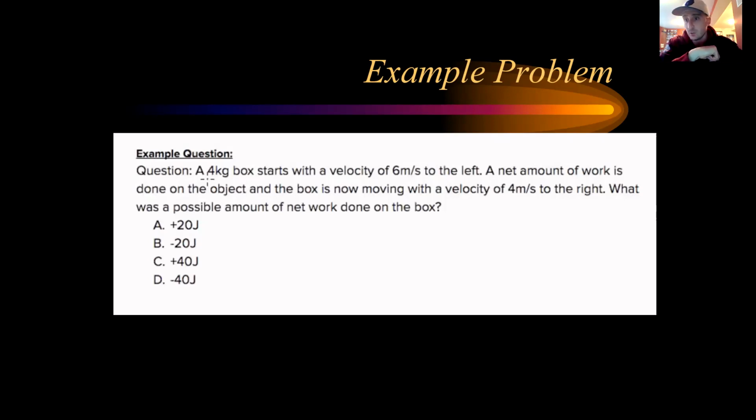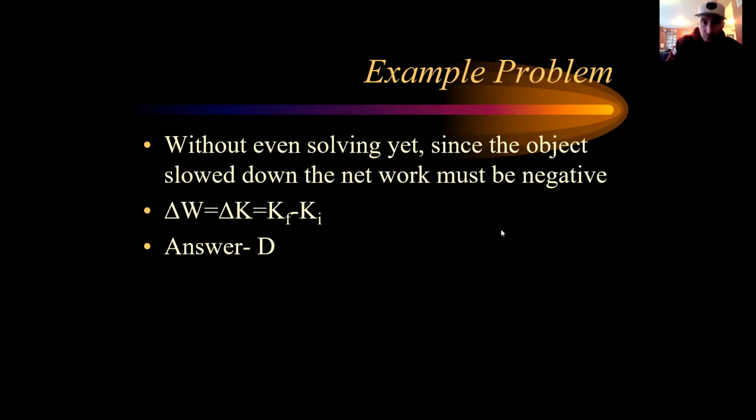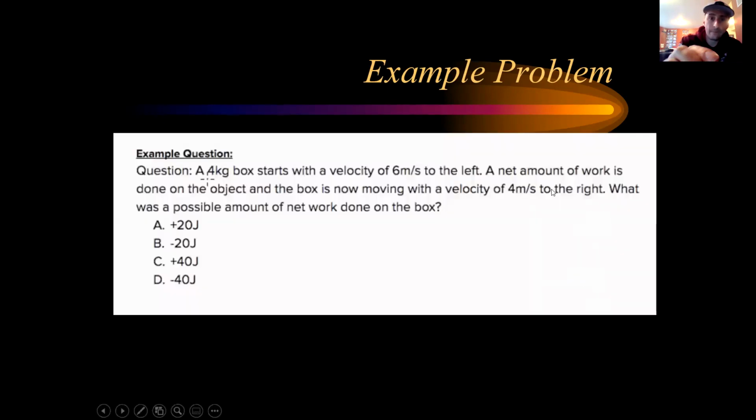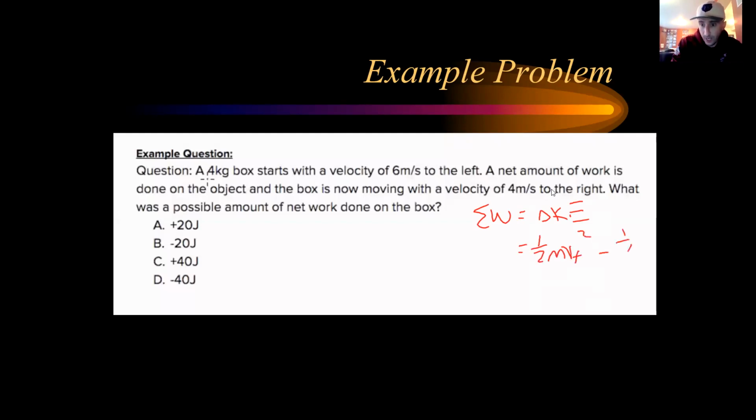All right, hopefully you've paused it or you've just watched straight through. So we said net work equals change in kinetic energy. So I have 1/2 m v final squared minus 1/2 m v initial squared. So if I plug in, m is 4, Vf is 4, minus 1/2 times 4 times 6 squared.